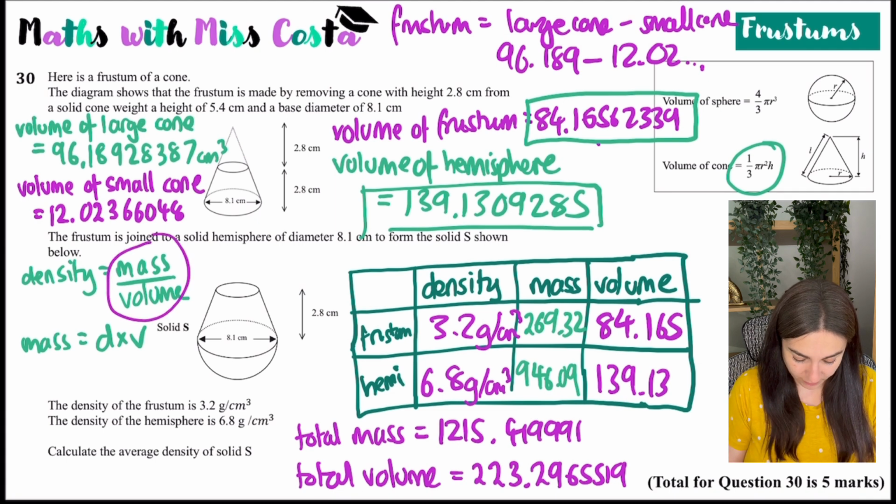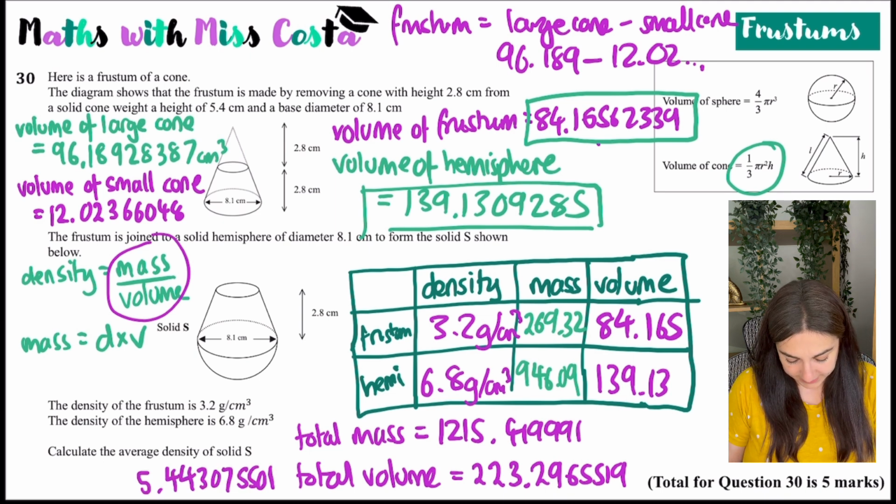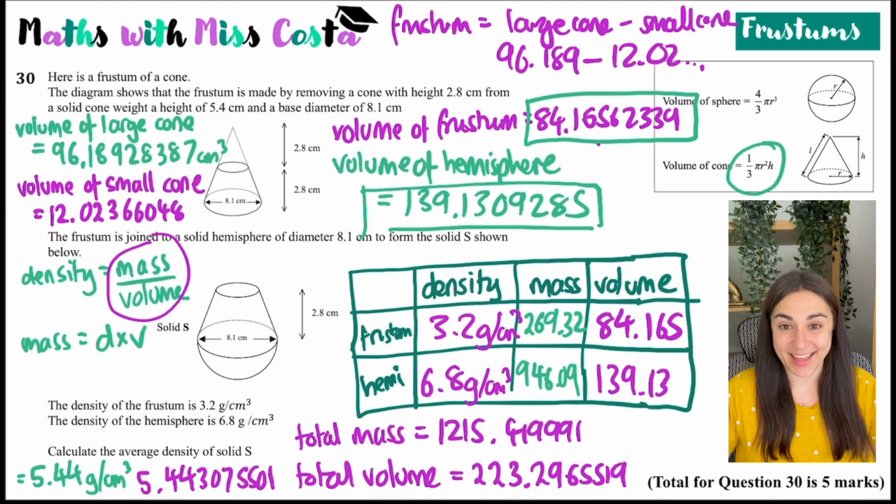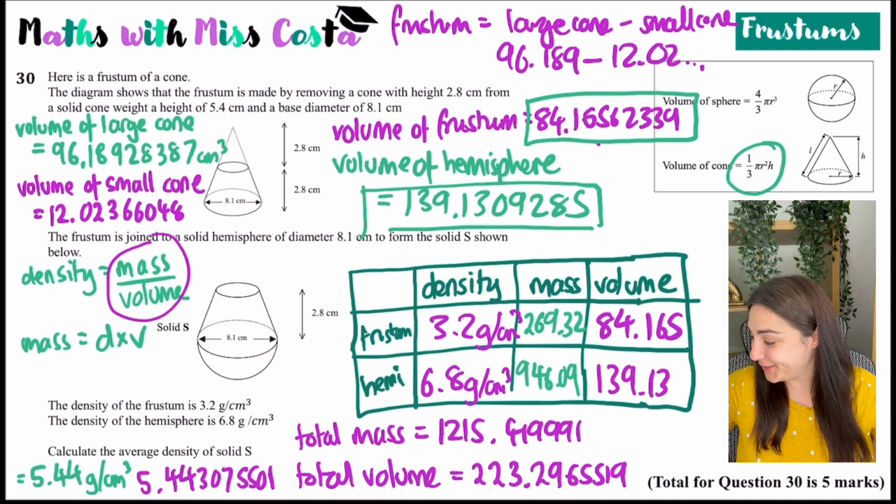Density is mass over volume. So I'm just going to do 1215.419991 divided by answer equals 5.44307551. They haven't said what they want it to, but normally it's 3 significant figures. So we could say the density equals 5.44 grams per centimetre cubed. And there we go. That is the final question.